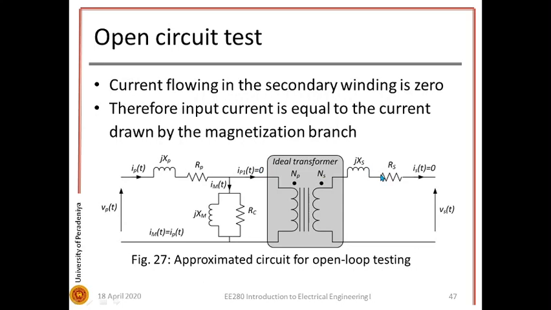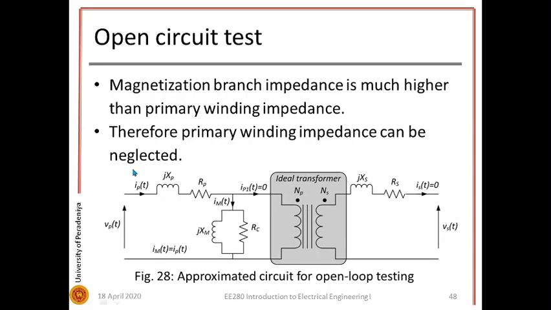Now when we disconnect all the loads, the secondary current is going to be 0. If the secondary current is 0, then the primary current IP1 would be 0 in the circuit. That means any amount of current drawn from the supply IPT would flow across the primary winding impedance and the magnetization branch. Therefore, the input current IPT is going to be equal to the magnetization current.